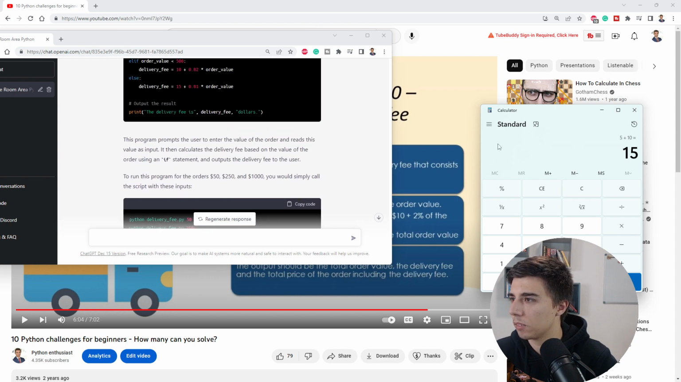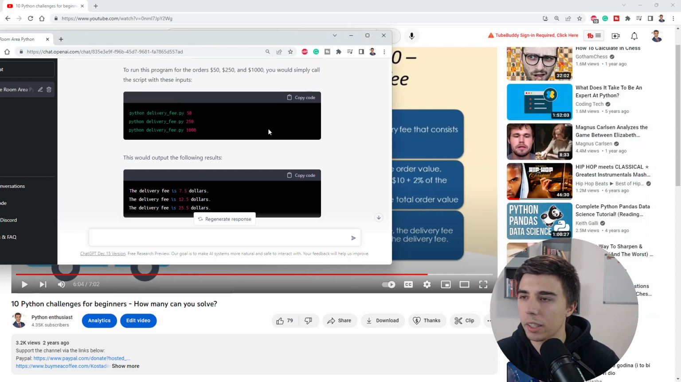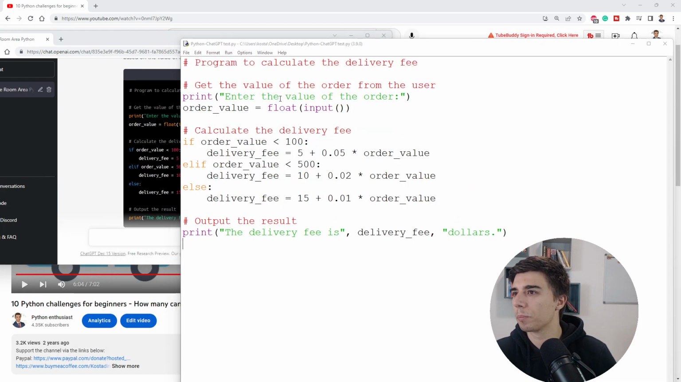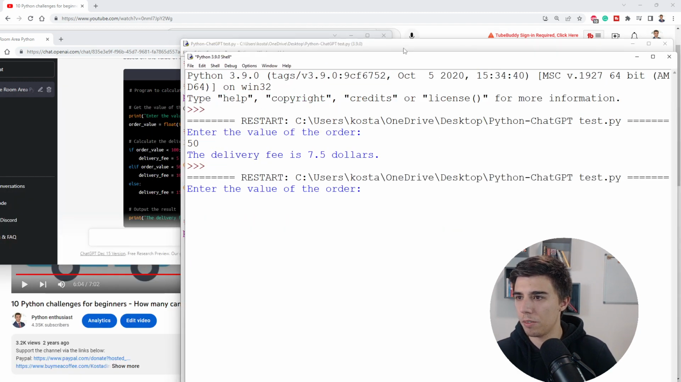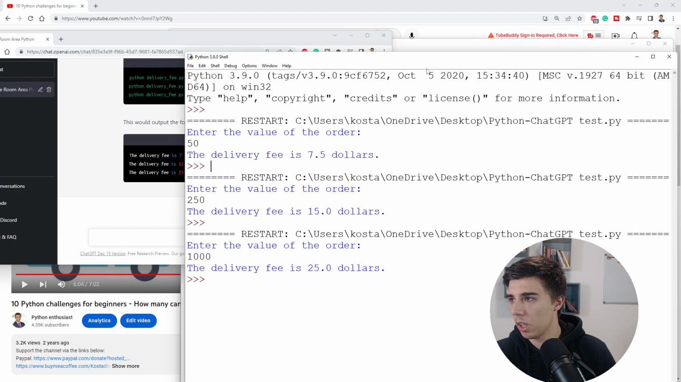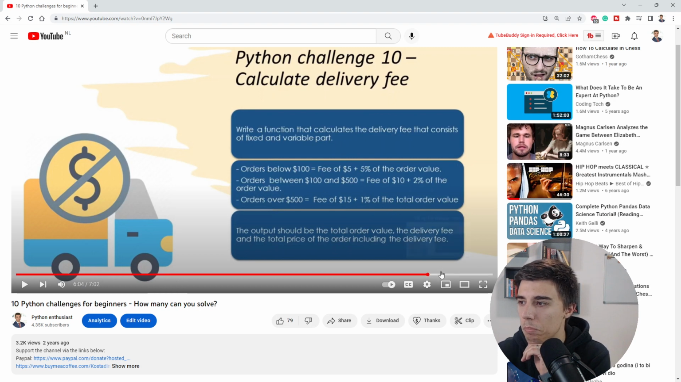So yeah, it doesn't make sense to go on, but all right. 1000 multiplied by 0.01 plus 15, 25. So yeah, this part, again, I wouldn't rely too much on. Let's try it one last time. So if it was 50, great, 7.5. If it's 250, 15. And if it's 1,000, we have 25. So something goes wrong.